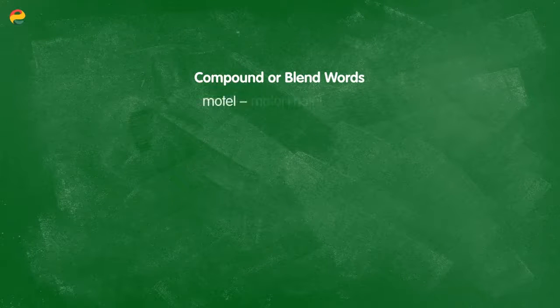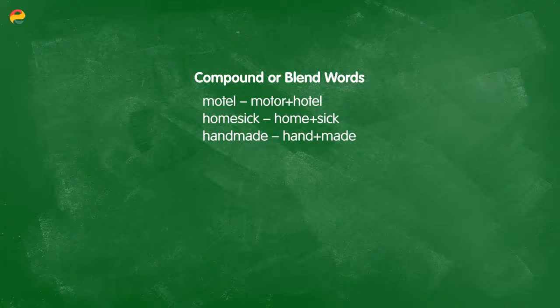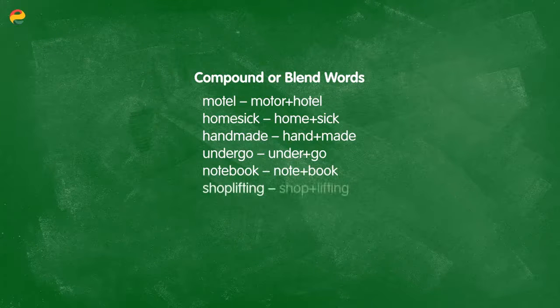Motel. It's a combination of motor, like a car has, and hotel. Also, the word homesick. The combination of home and sick. You want to go home. Handmade. Combination of hand and made, or to make by hand, or was made by hand. Undergo. A combination of the words under and go. Notebook, a combination of the words note and book. Shoplifting, from shop and lifting, in this case not lifting to pick up, but lifting to steal.